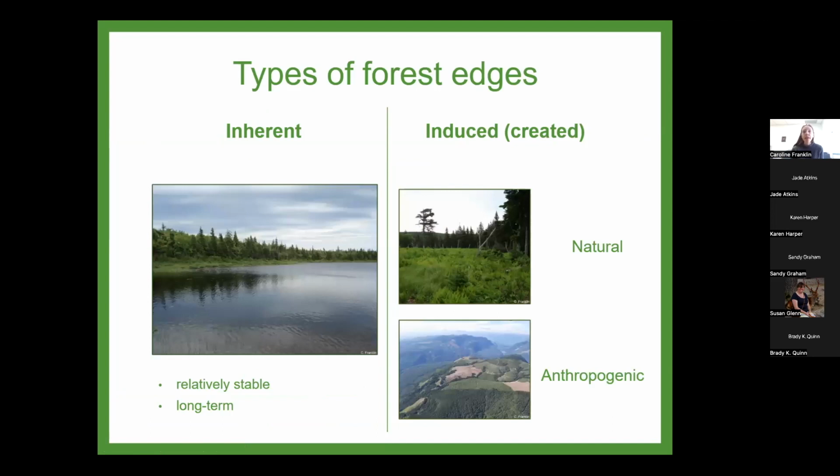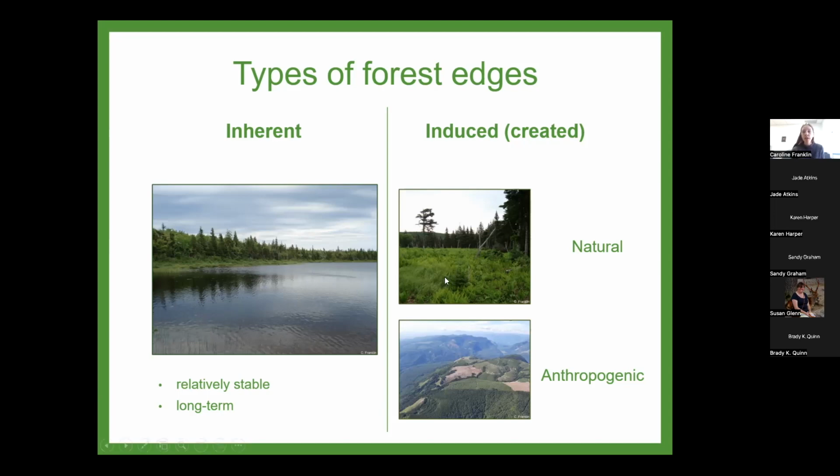So there are two main types of forest edges. The first is inherent. And so inherent forest edges just results from differences in characteristics such as topography or microclimate. So you can see in this photograph on the left, this is an inherent forest edge adjacent to a lake. These inherent forest edges tend to be relatively stable and long-term features of landscapes.